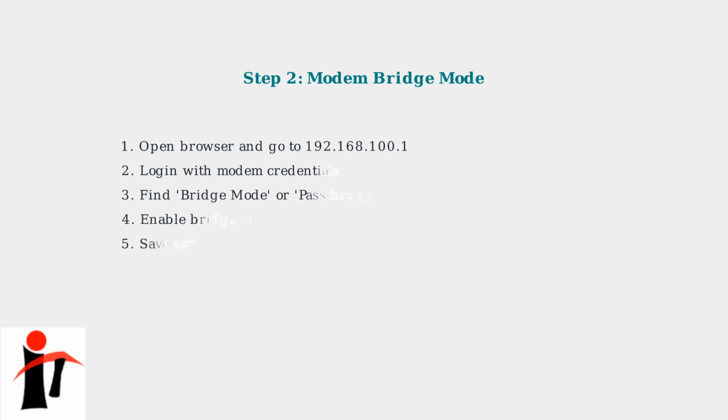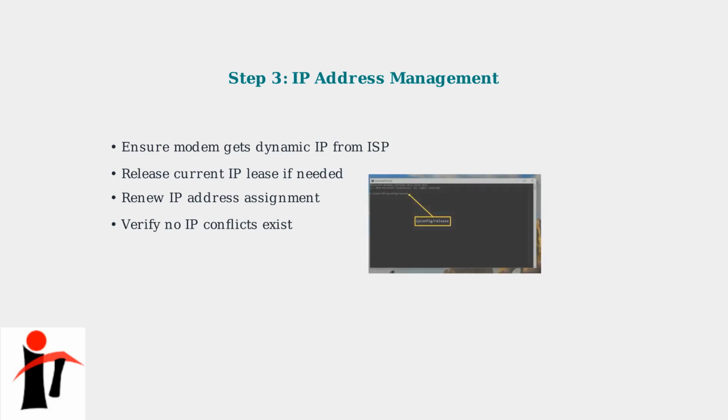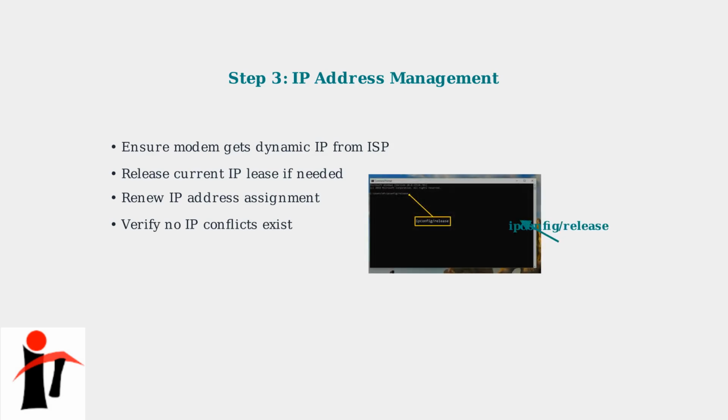service issues. Next, ensure your modem is in bridge mode. This prevents network conflicts by allowing your Eero Pro to manage routing. Access your modem's admin panel, typically at 192.168.100.1, and enable bridge or pass-through mode. Verify your modem receives a dynamic IP address from your ISP. If connectivity issues persist, release and renew the IP lease using the ipconfig release and renew commands in command prompt.